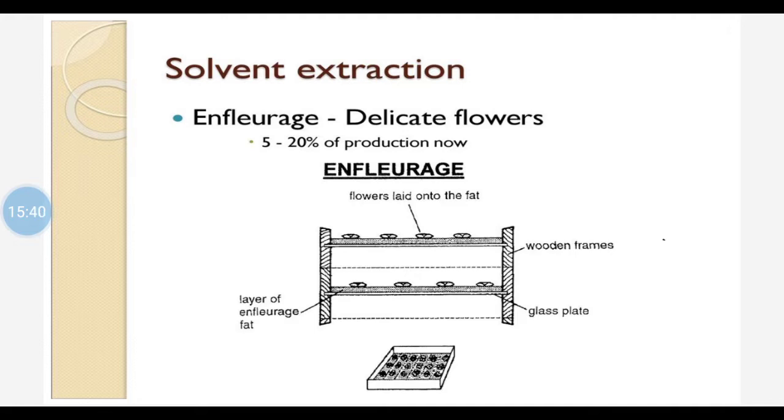Now, the flower petals are used, and they are mechanically spread on a layer of fatty material. So you can see how the wooden frames are there, glass plates are there, and on these glass plates there is a fatty layer which is deposited, and this fatty layer is an inert one.